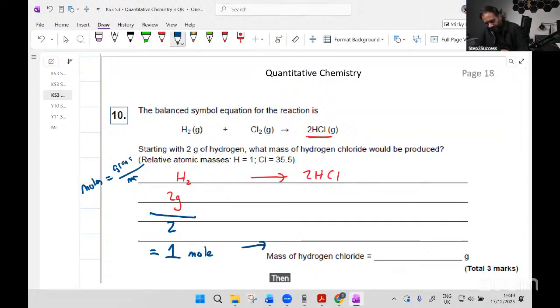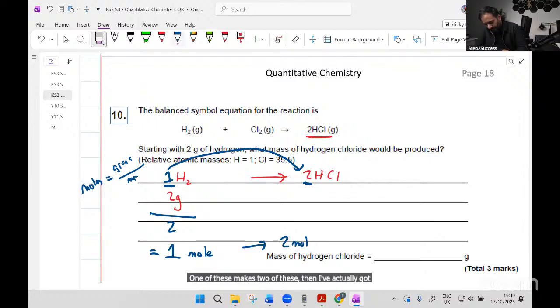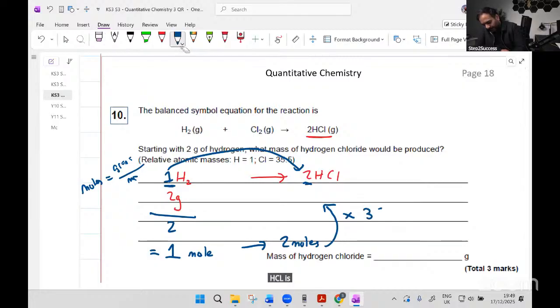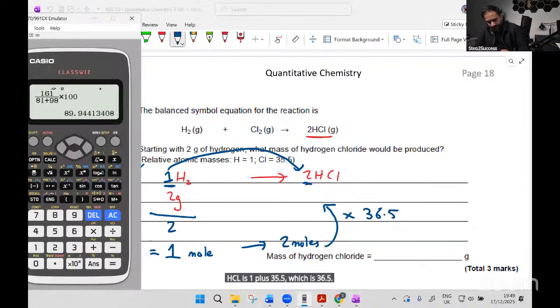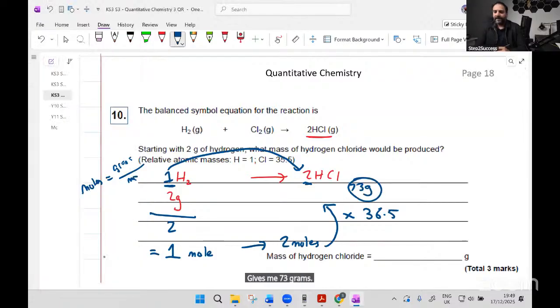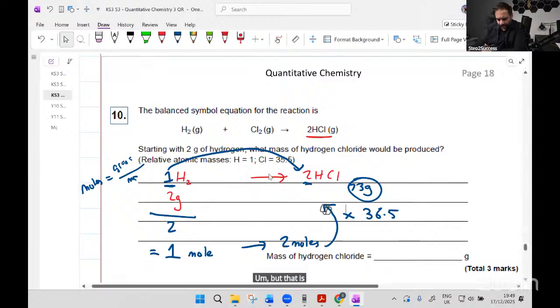Then you look at this balanced equation and notice that if one of these makes two of these, then I've actually got 2 moles of hydrogen chloride here. Then I've got to convert that back to grams by multiplying by the Mr of HCl. HCl is 1 plus 35.5, which is 36.5. 2 times 36.5 gives me 73 grams. I would not expect you to know that, just so you know, for those of you who are doing that one. But that is what you do.